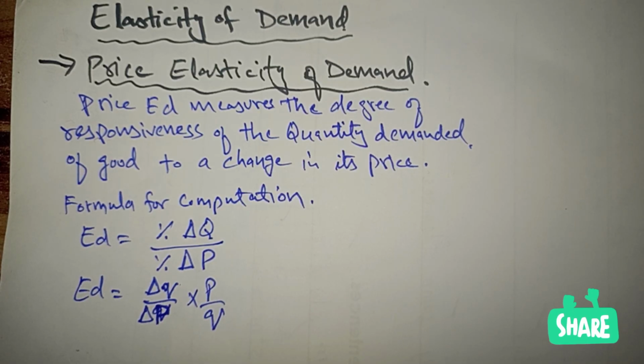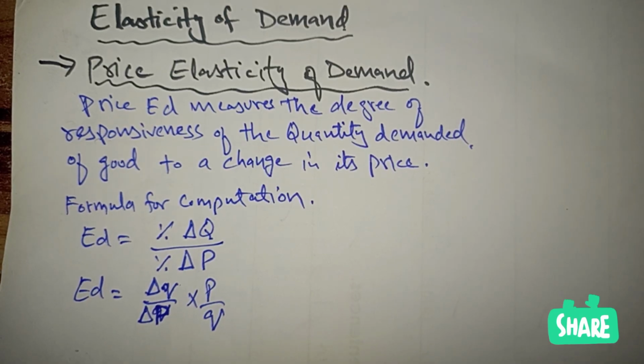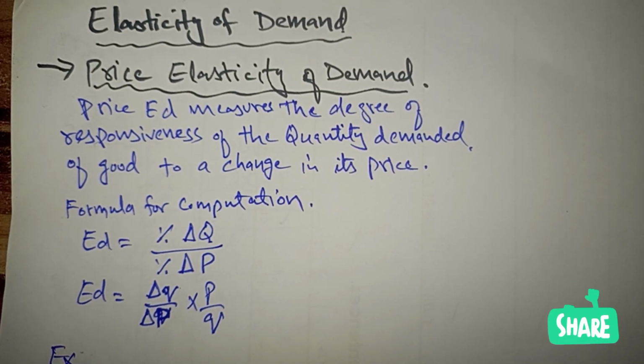Now, what is the formula of elasticity of demand? The formula for computation: ED, meaning elasticity of demand, is equal to the percentage change in quantity demanded divided by the percentage change in price. That is, percentage delta Q, the change in quantity demanded, divided by delta P, the change in price.